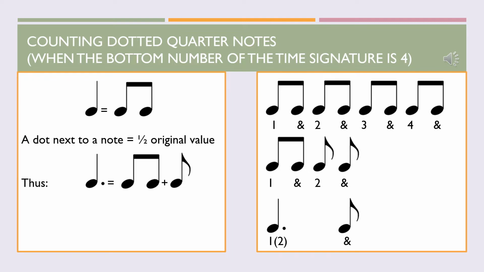So listen as I count this pattern on the right. Starting with the top line, then moving to the second line, and finally ending with the bottom line with the dotted quarter eighth note pattern. You'll hear 4 clicks of the metronome before I begin. 1 and 2 and 3 and 4 and 1 and 2 and 1, 2 and.